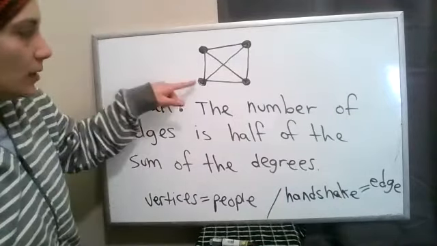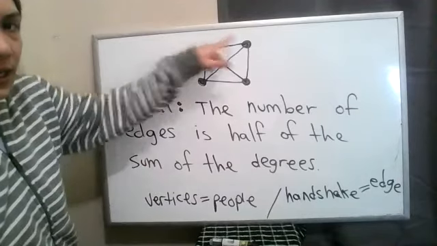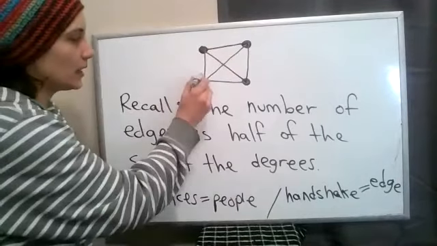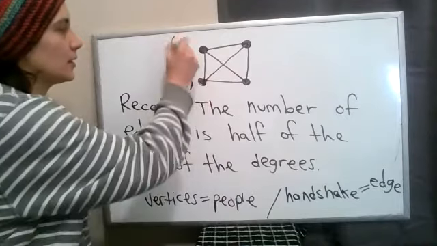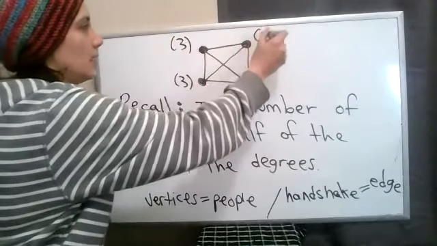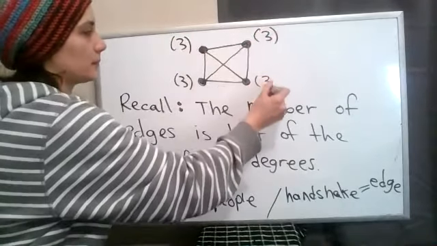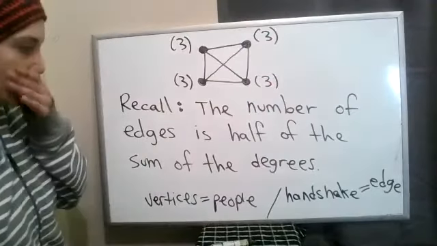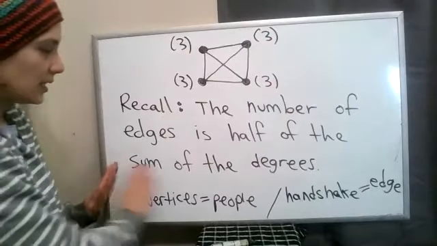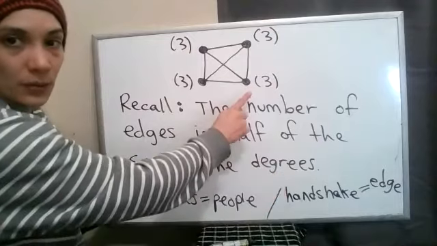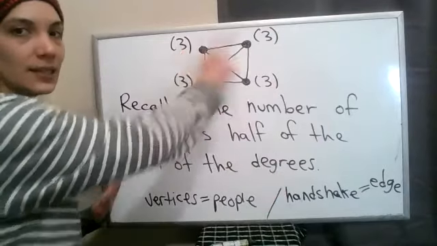So let's get this degree, and each degree is going to be 3. This one's degree 3, degree 3, and again. Okay, you want the sum of the degrees. So 1, 2, 3, 4, 5, 6, 7, 8, 9, 10, 11, 12.